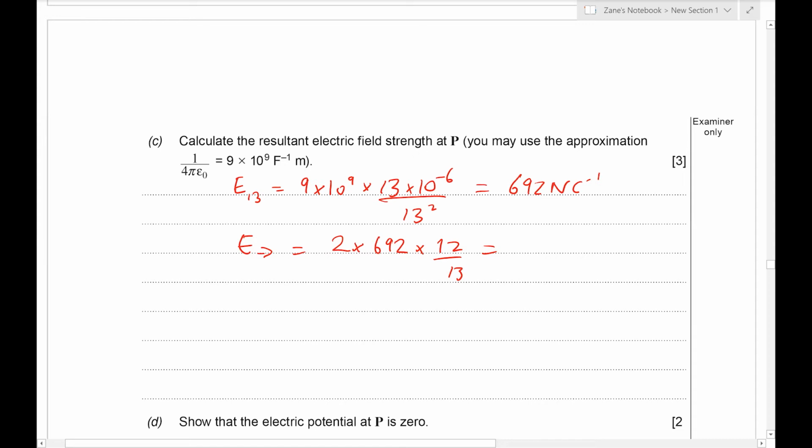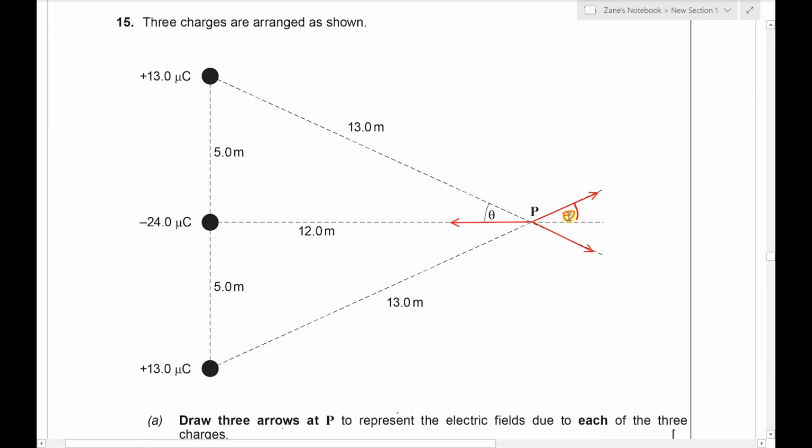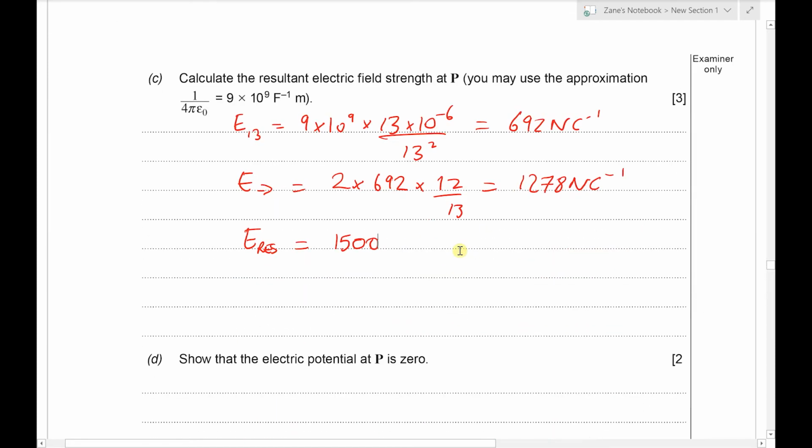And that gives 1278. And finally, the resultant field, E res or sigma E or whatever else you want to call it, is going to be the 1500 that we worked out for the field due to the 24 microcoulomb charge, and we're going to take away from it the value that we've just calculated. So 1500 minus 1278 gives us 222 to the nearest whole number.